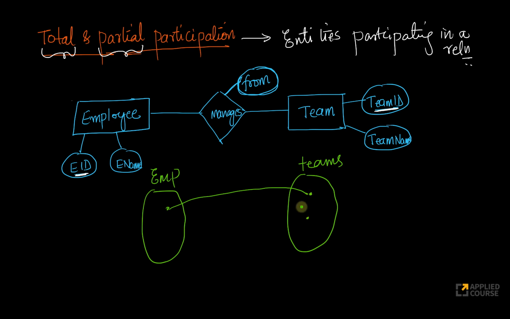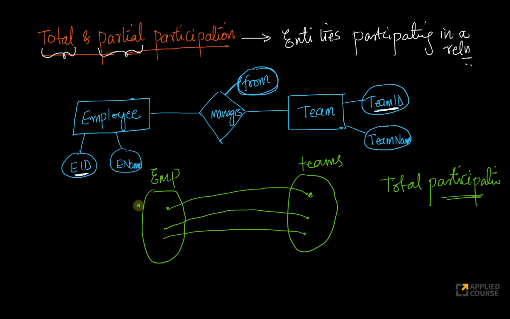So for every team, you need to have somebody who is managing it. Which means in this manager's relationship, this entity team participates totally or completely. Total participation basically means for every team member, every element of the team set should be mapped to, or should have a relation. This is called a pre-image in sets and relations. It should have a pre-image in the employee set. So everyone should have a manager.